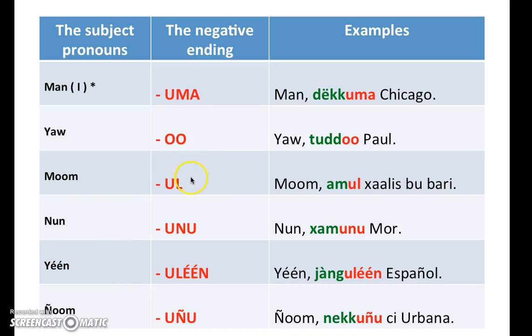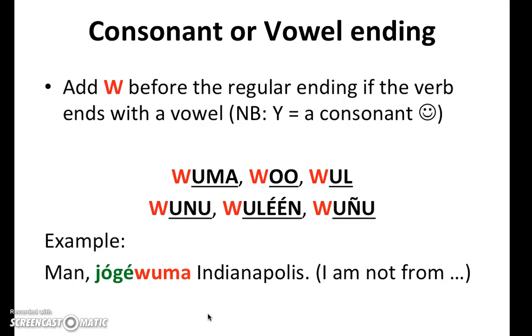Uma, or, ul, unu, ulen, uñu. Now if you have a verb ending with a vowel, you just put W before the regular ending. So if the verb ends with a vowel, instead of writing uma, you put wuma. This is just a general rule you might find in a lot of languages, putting a consonant to facilitate the pronunciation with another vowel. Wuma, wo, wul, wunu, wulen, wuñu.